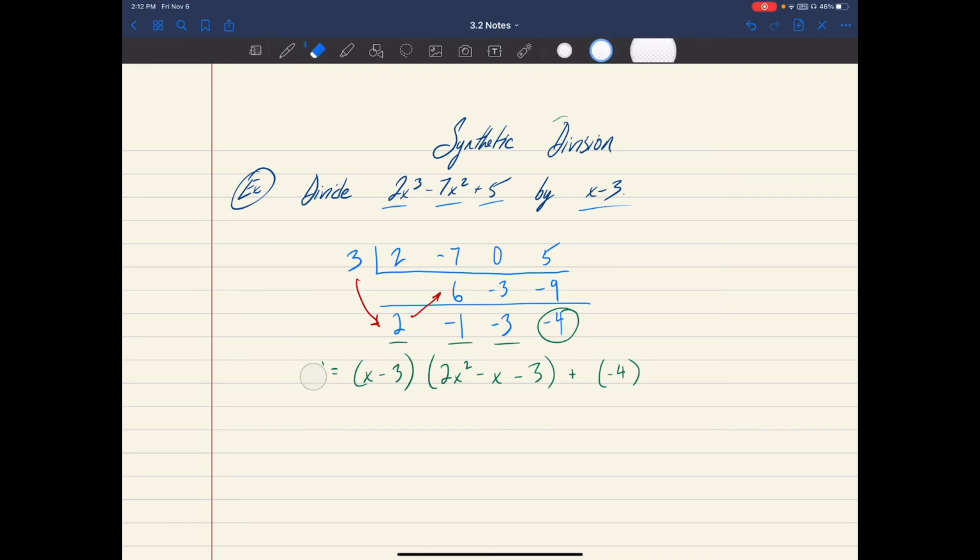I'm actually going to write the polynomial out here. So what we started with was 2x cubed minus 7x squared plus 5. So this is P of x equals D of x times Q of x plus R of x.